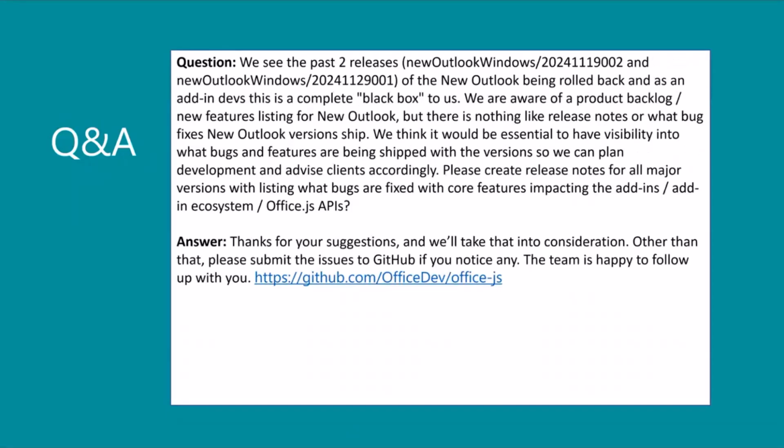All right, the next one is a suggestion: please create release notes for all major versions, listing what bugs are fixed, with core features impacting add-ins and the add-in ecosystem, and also the Office.js APIs. Thanks for the suggestion, and we'll take that into consideration. Also, because you mentioned a rollback you observed, if you notice any issues, please also submit them to GitHub so that the team can follow up with you.